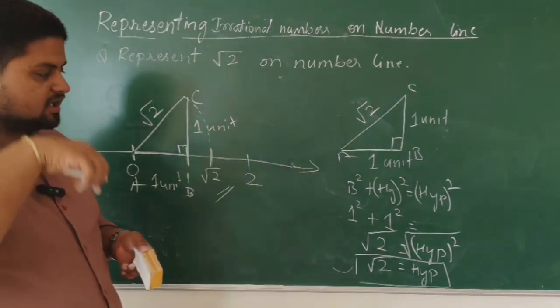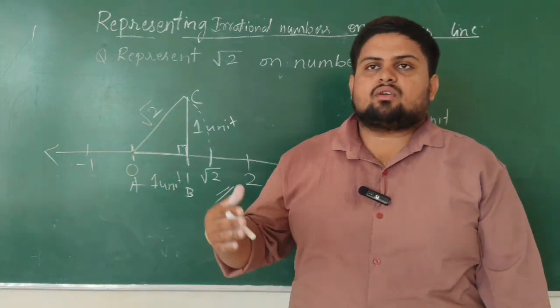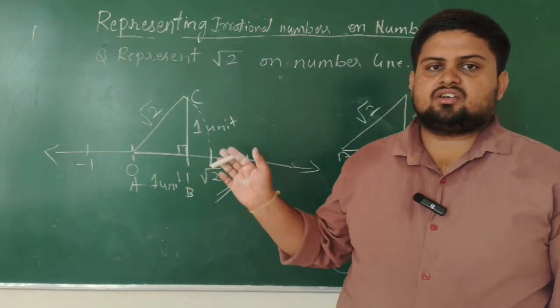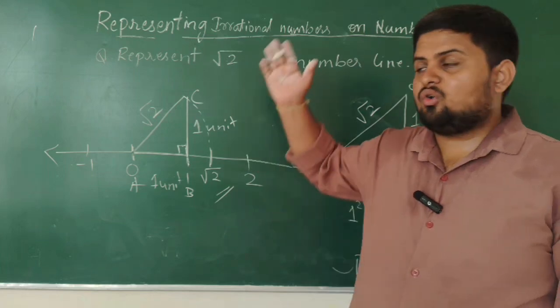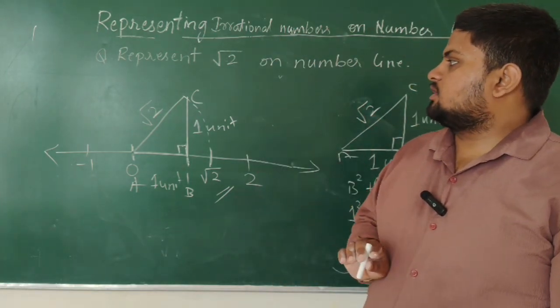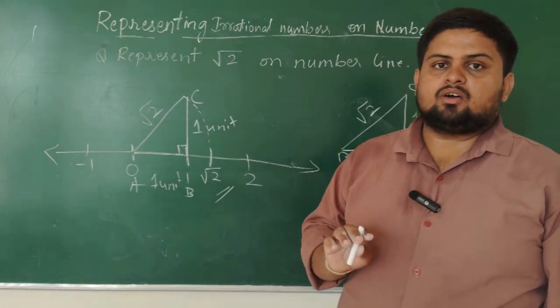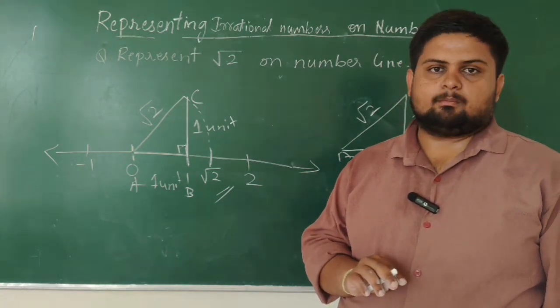So in the similar way, we can also represent square root of 3, square root of 5, square root of 7, all such kind of irrational numbers on number line. I'll make a separate video for that along with the steps involved. Now, hope you have understood square root of 2 on number line, how to represent square root of 2.